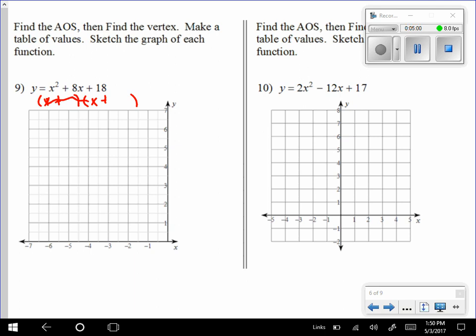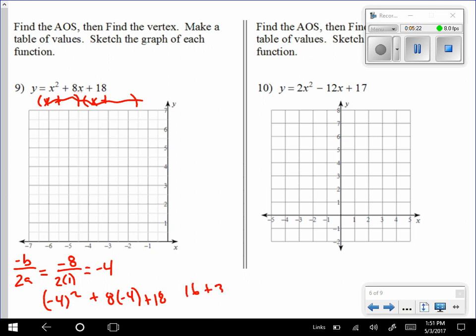Okay, so again, we've got to use negative b over 2a. And this is something we did before. So we'd have negative 8 over 2 times 1, which would give us negative 8 over 2, which would be negative 4. Plug in negative 4, so we have negative 4 squared plus 8 times negative 4 plus 18, which would give us 16 plus negative 32 plus 18. So negative 16 plus 18, which would give me negative 2. So my vertex is at negative 4, negative 2.